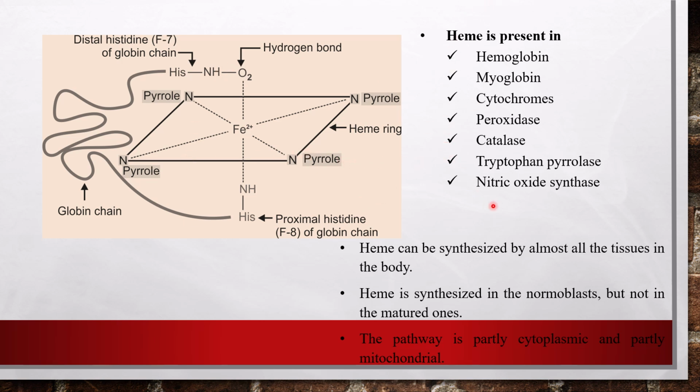These are the various systems present in living beings where the porphyrin ring is available: hemoglobin, myoglobin, cytochromes, peroxidase, catalase, tryptophan pyrrolase, and nitric oxide synthase. Heme can be synthesized by almost all the tissues in the body, and it is synthesized in the normoblast but not in mature cells. The pathway is partly cytoplasmic and partly mitochondrial. We will see the biosynthetic pathway of heme in the next lecture.